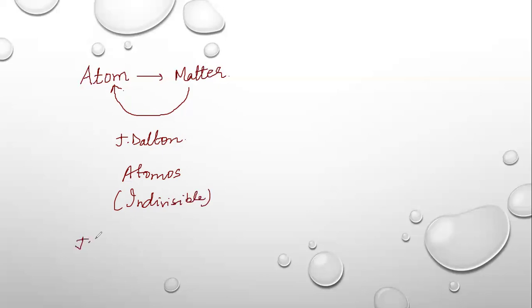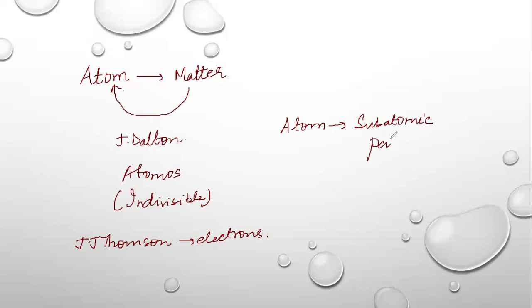But later, when Sir J.J. Thomson discovered the negatively charged particles, which are now known as electrons, and later with the discovery of protons and neutrons, it is now proved that atom has subatomic particles, or it has still smaller particles, which are the electrons, protons, and the neutrons.